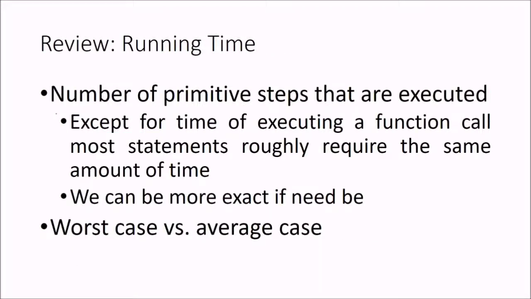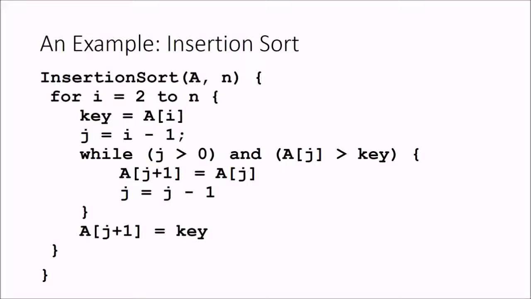We have also seen that for running time, we count the number of primitive steps that are executed, except for the time of executing a function call. In this case, I will tell you what we are going to do, and any other specific things we'll talk about. And we have also seen why we are concentrating on worst case rather than average case, and we haven't talked about best case yet.